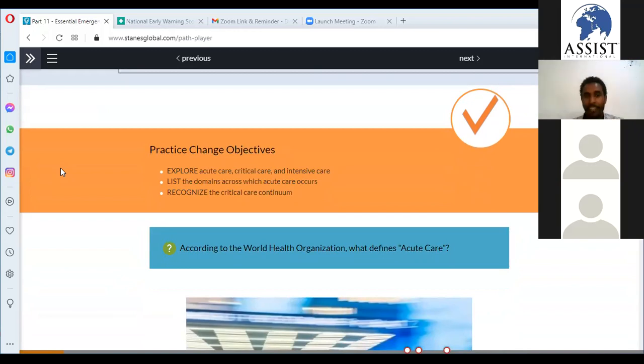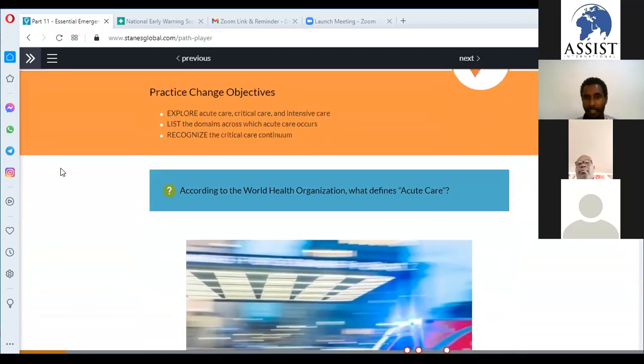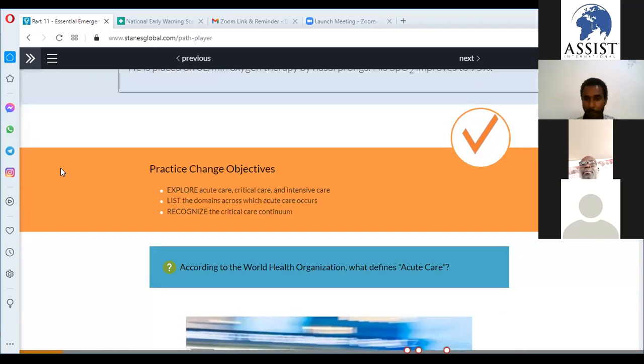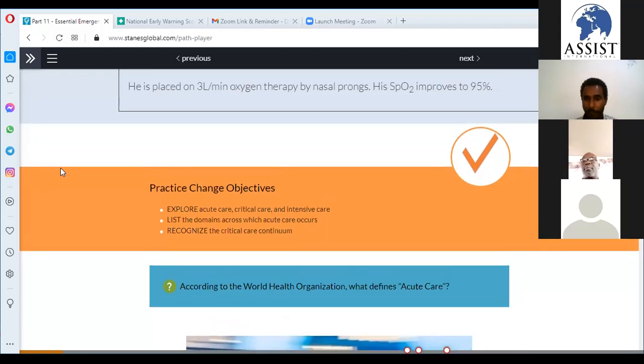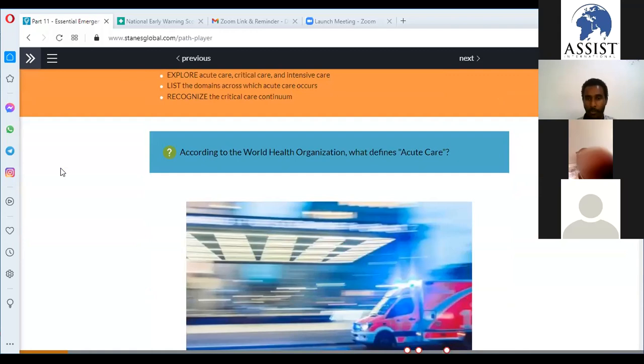And we will see the domains in which acute care can be delivered, and we will recognize the continuum of critical care in critically ill patients. So to proceed, here is a question. What does acute care mean?